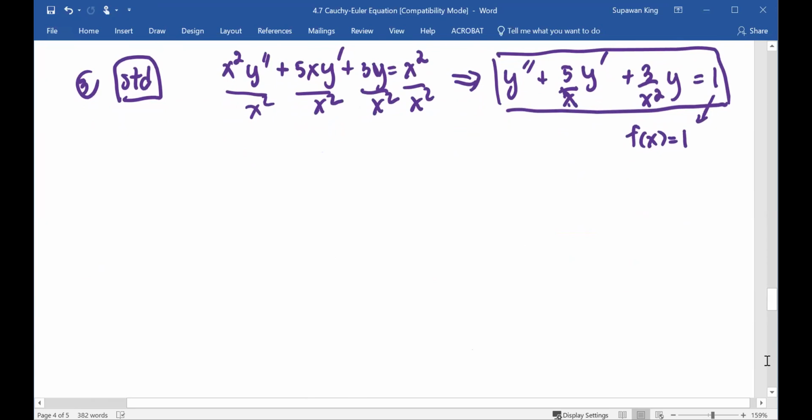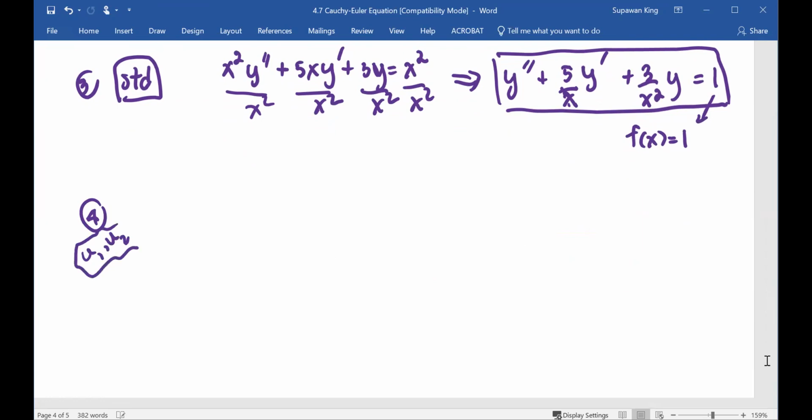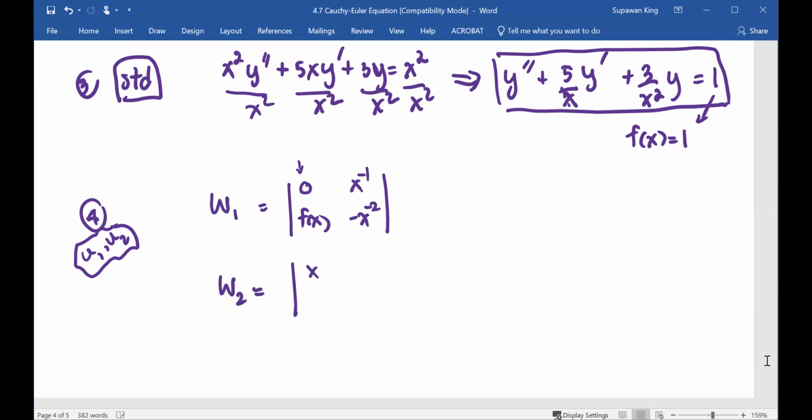Okay, so we're gonna use f of x to find the W1, 2, 3 for the next step. So next step number 4, your end goal is to find U1 and U2. Before you get to U1 and U2, you're gonna need W1, which is the determinant, the first column, right? 0, f of x. Second solution, which is x to the negative first minus x to the negative second. And the W2 is, the first column is the same. Second column is 0, f of x.